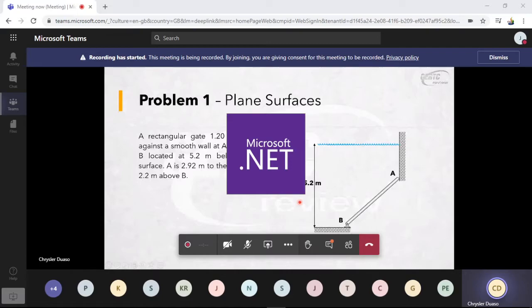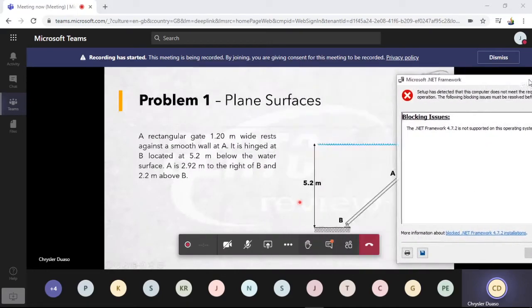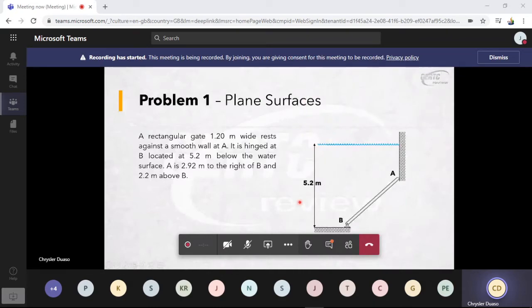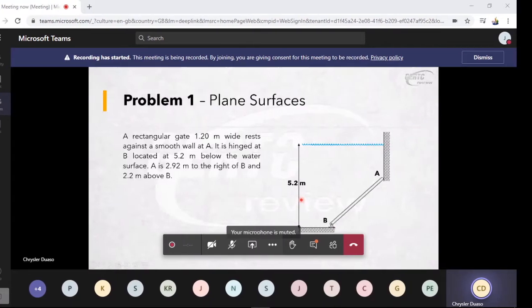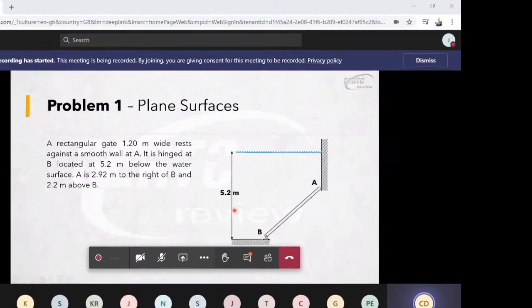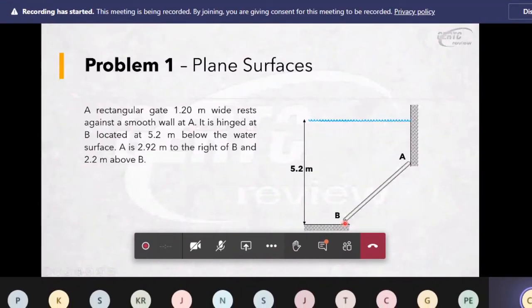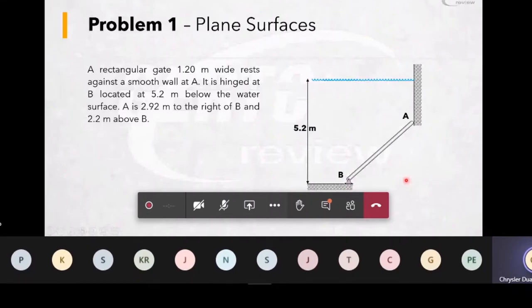Alright, so what do we have here? A rectangular gate, 1.2 meters wide. So that is the width, 1.2 meters wide. It is hinged at B, so take note, it is hinged at B, located 5.2 meters below the water surface. If A is 2.92 meters to the right of B, and 2.2 meters above B. So we have 2.92 and we have 2.2 here.